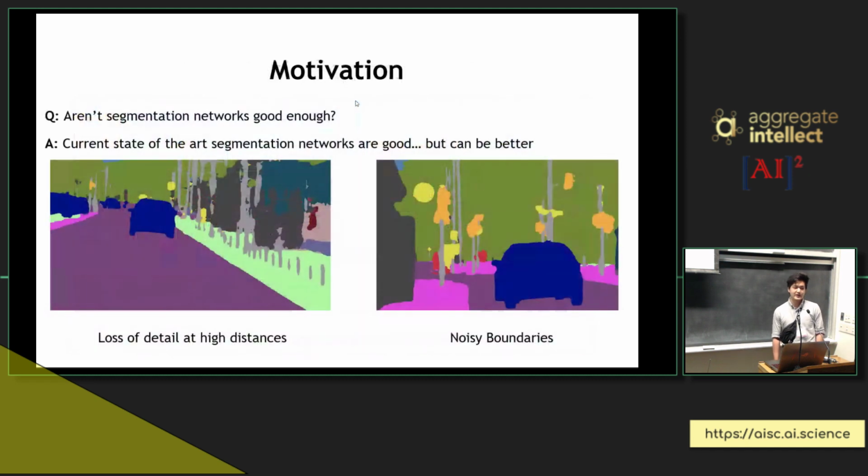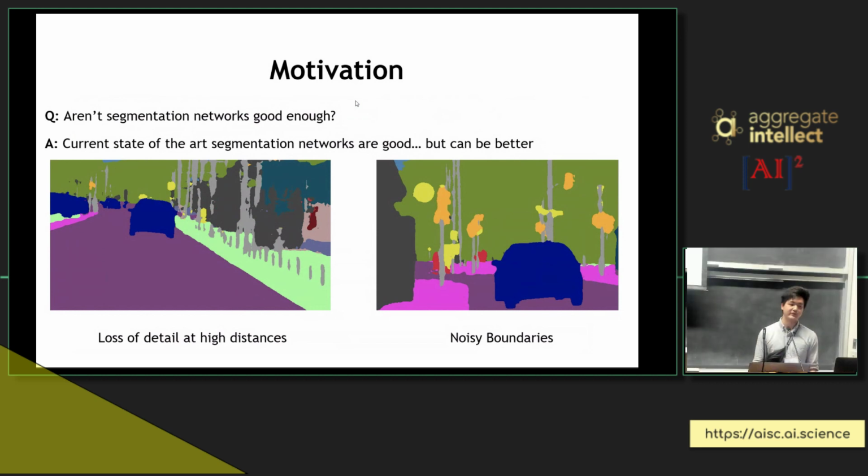So a lot of people actually ask me when I'm working on this problem, aren't segmentation networks already good enough? The answer to that is that existing segmentation networks are definitely good, but they can definitely be better. The two main categories of failure cases that we will focus on are a loss of detail at high distances and also noisy boundaries. On the left image, we see that objects at higher distances, like the poles in the background, and smaller objects like traffic lights and poles suffer greatly.